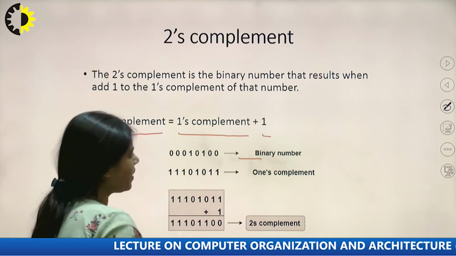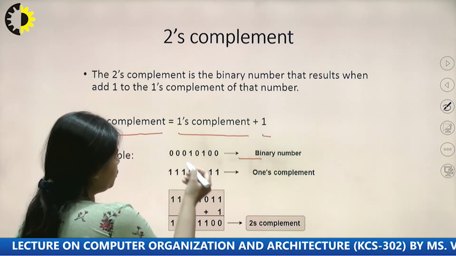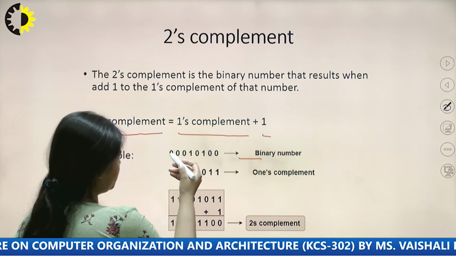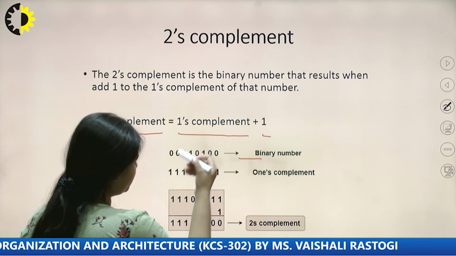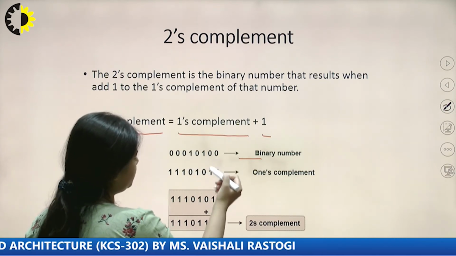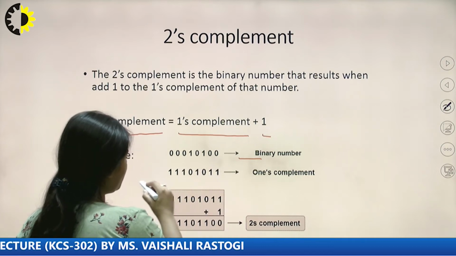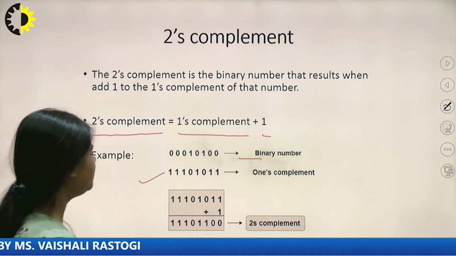Now we are going to find the 1's complement of this given number. All the 0s we convert into 1, like for this 0 we have converted to 1, 0, 1, 0, 1. And this 1 is converted into 0. Again 0 into 1, 1 into 0, 0 into 1, 0 into 1. So we have got the 1's complement of this given binary number.